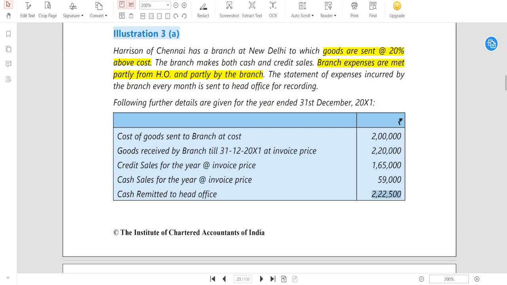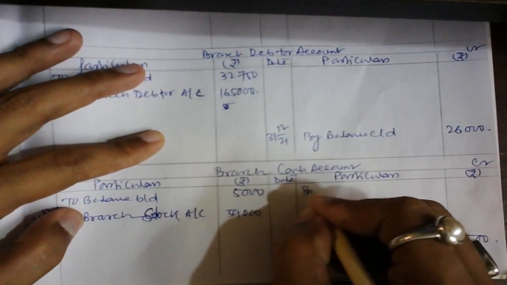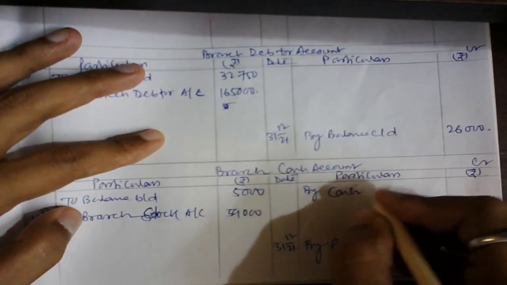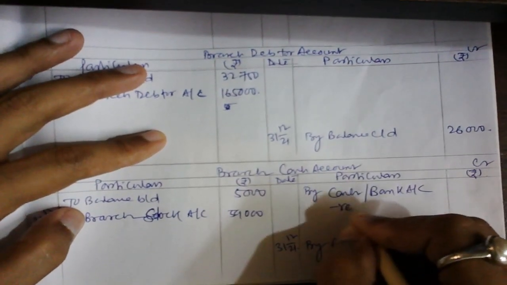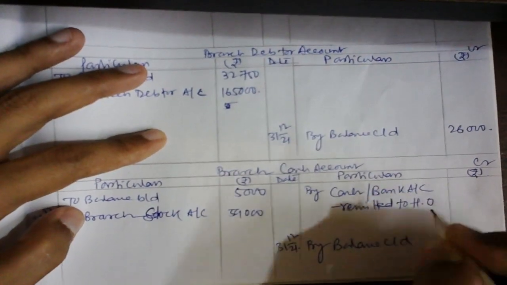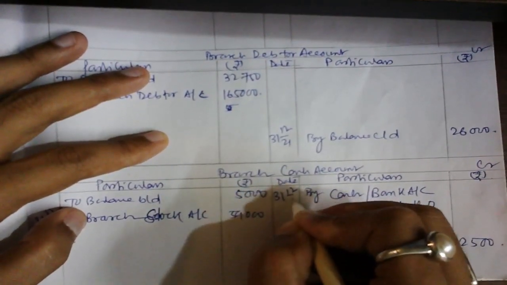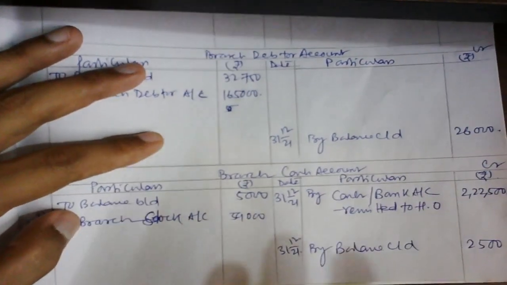So can I write this journal in the branch cash, by cash account, or you can say bank account, and you can say remitted to HO? Because we all know all the journals, it will be very easy for us to identify it. 2,22,500, correct guys? Clear. Next.